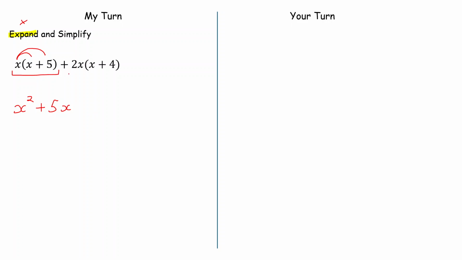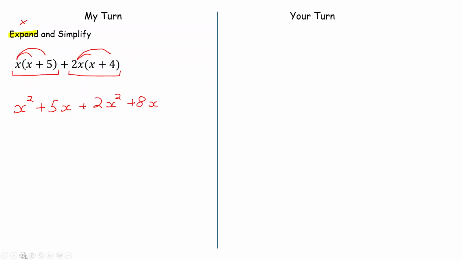Let's now consider expanding the second bracket, which is positive 2x times by x and then positive 2x times by a 4. Well, 2x times by x is going to give you positive 2x squared. You then got a 2x times by a 4, or 2 times 4 is going to give you positive 8, and you've got the x on the end, so plus 8x.